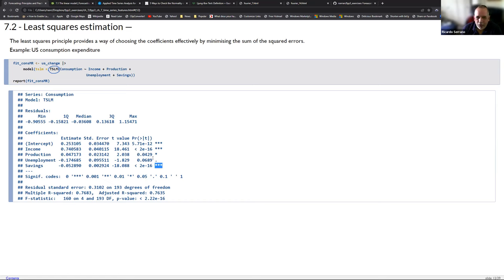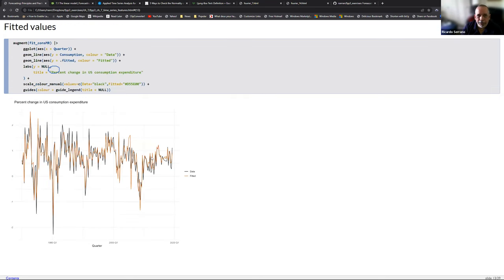The ones that are really not significant, in other words, whose coefficient could be zero, are production and unemployment. So in terms of feature importance, we can say that income and savings are important to the model. Production and unemployment may not be that significant or important. Then let's do some plotting.